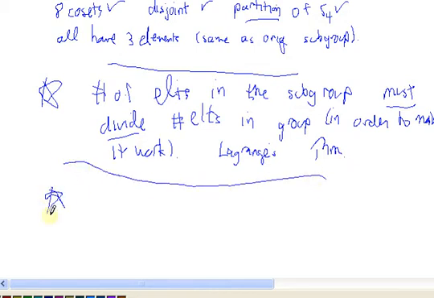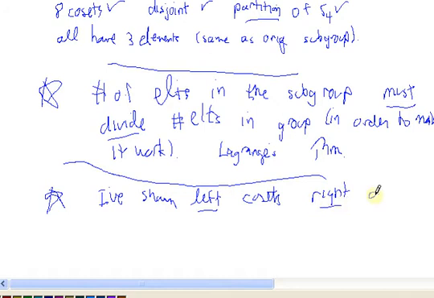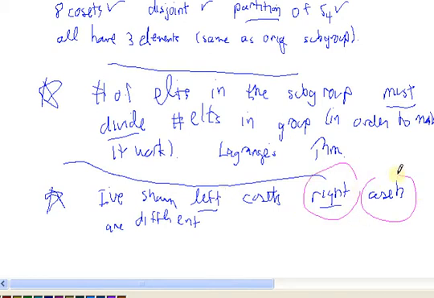Another important thing here is that I've shown the left cosets. The right cosets are different. In this case, our operation is not commutative, so we can't expect necessarily that the right cosets will be the same as the left cosets.